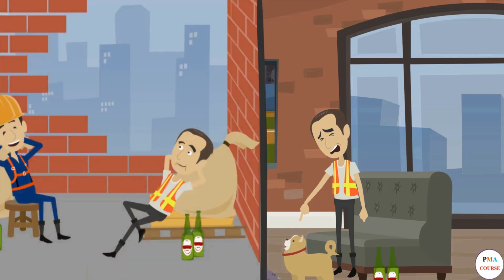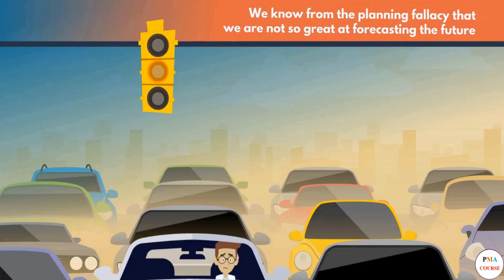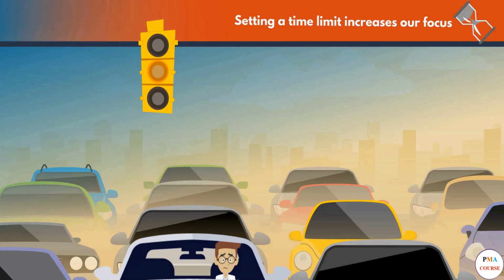Humans are notorious procrastinators, both at work and in our spare time. Very few of us can trust ourselves to not get distracted, let alone others. On top of that, we know from the planning fallacy that we are not so great at forecasting the future. Setting a time limit increases our focus.